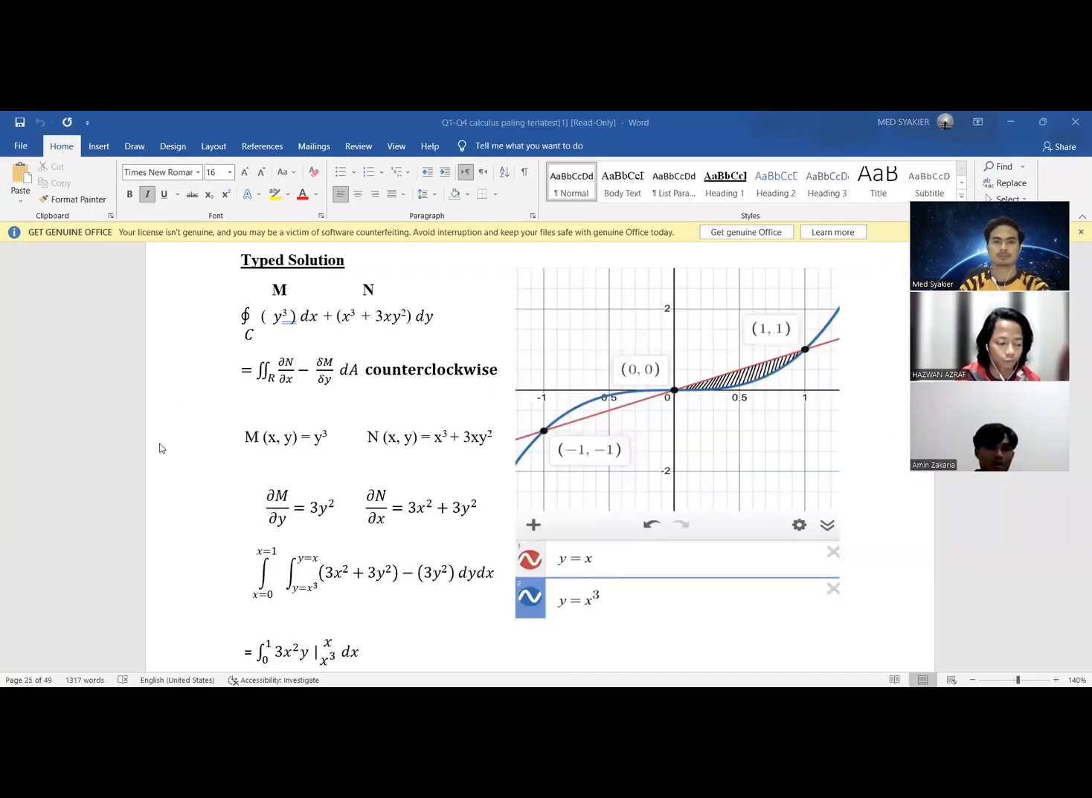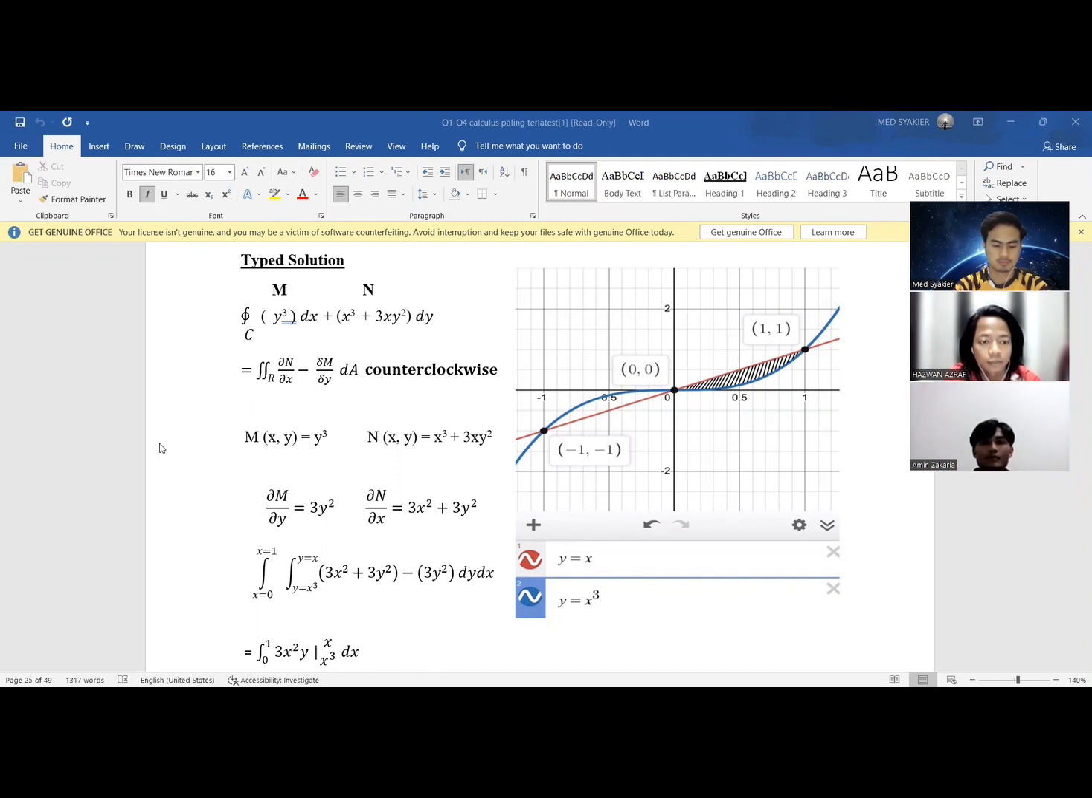Next, we move to question 3C, which asks us to calculate the following line integral by using Green's theorem, where C is the path from (0, 0) to (1, 1) along the graph of y equals x cubed, and from (1, 1) to (0, 0) along the graph of y equals x. So here's the graph, as shown in the Word document on your screen.